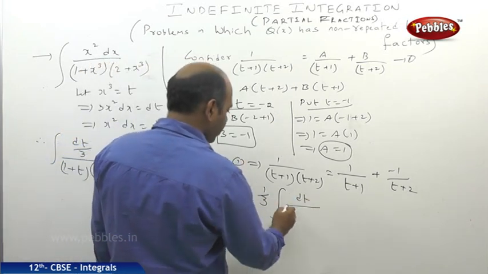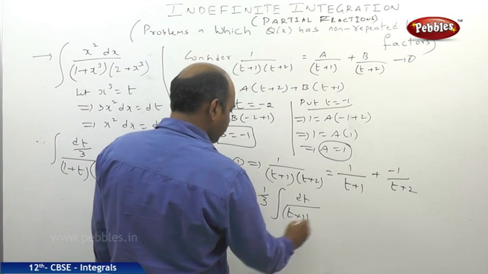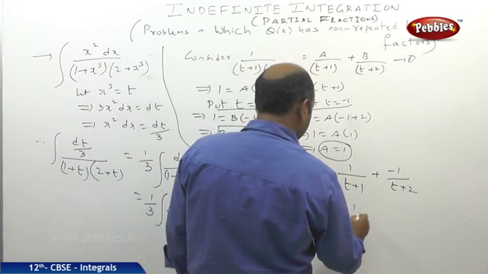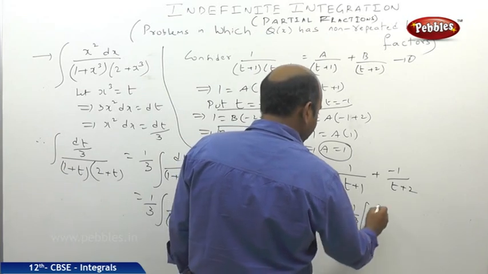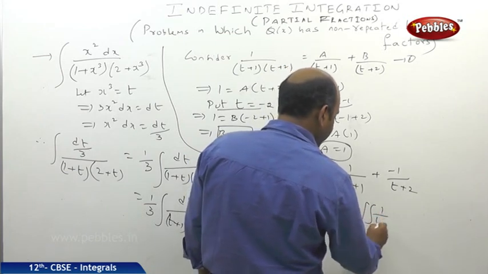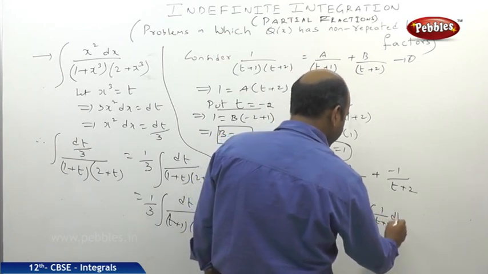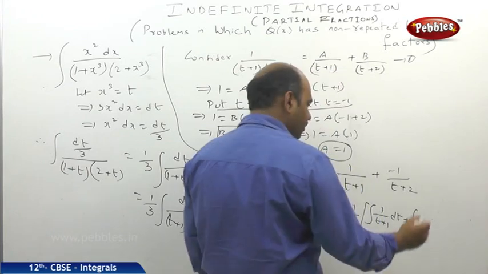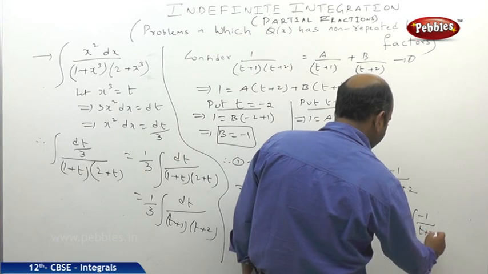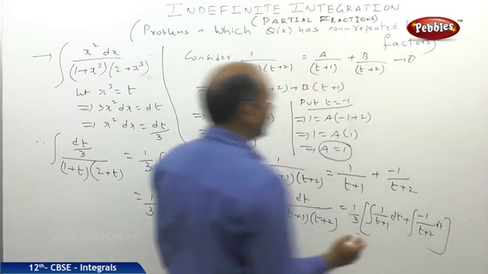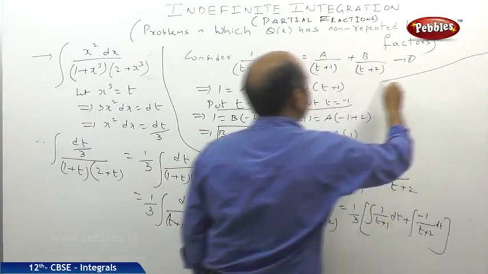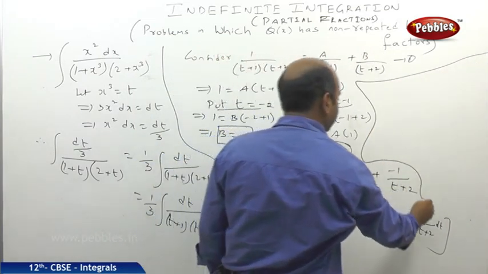So what happens, dt divided by (t plus 1) into (t plus 2) is equal to 1 by 3, totally outside, the integral of 1 by (t plus 1) minus 1 by (t plus 2) dt. Here dt will be there. If not written also, it is clear, understood better, don't get confused. So I kept a bracket. I think very small space is there for us. In this place I will try to write.